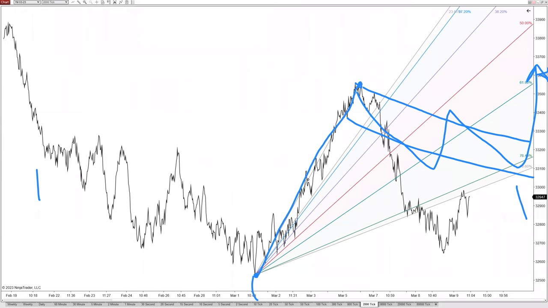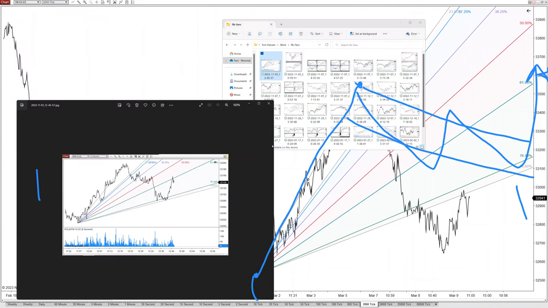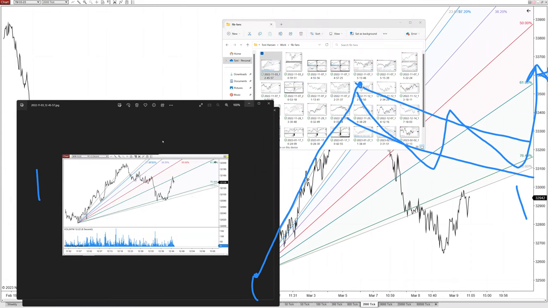So let me see if I can get one of these charts open to actually show you. Here is a better example.